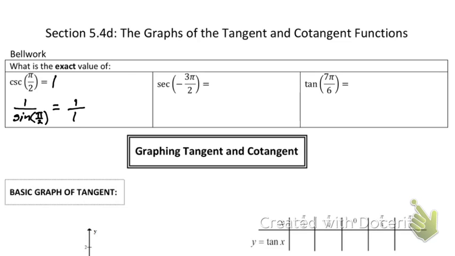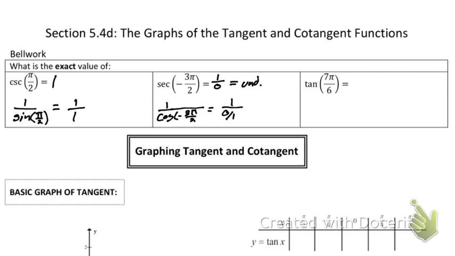Yeah. Our second one is secant of negative 3 pi over 2. If you add 2 pi to that, you come up with pi over 2. So we would do the cosine of negative 3 pi over 2, which would be 1 over 0, which is undefined. But as Safa said, we did that yesterday.